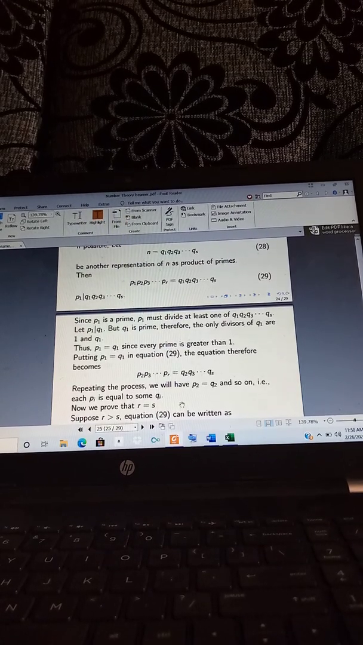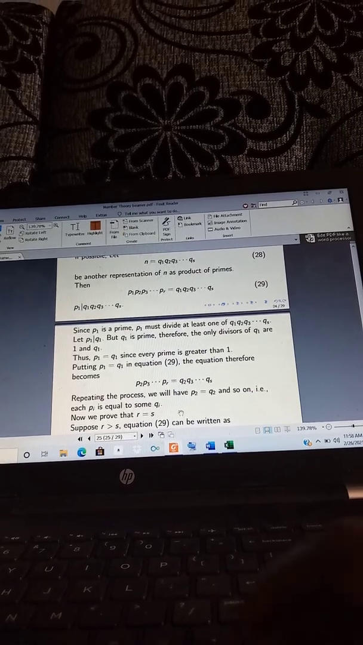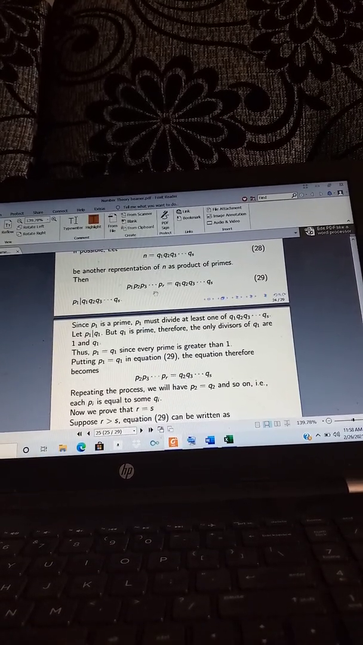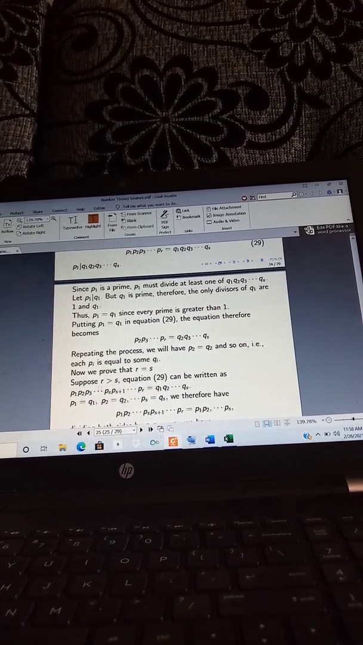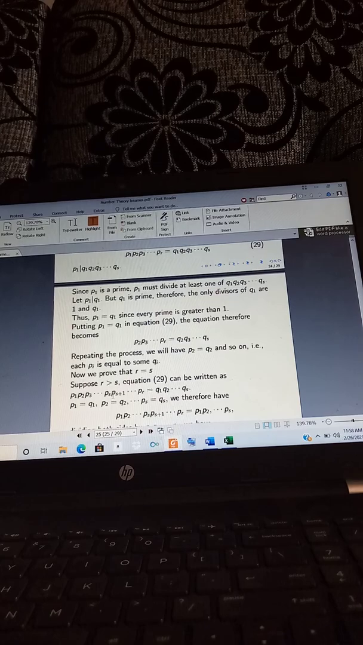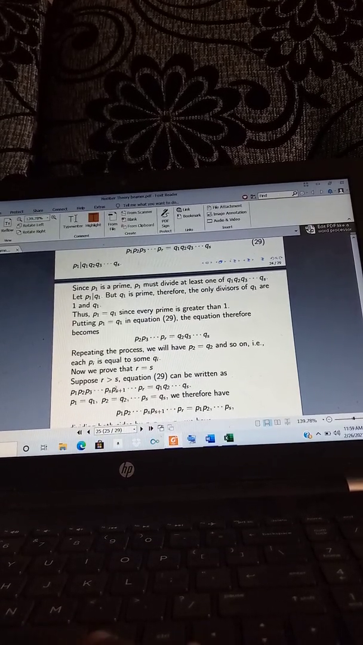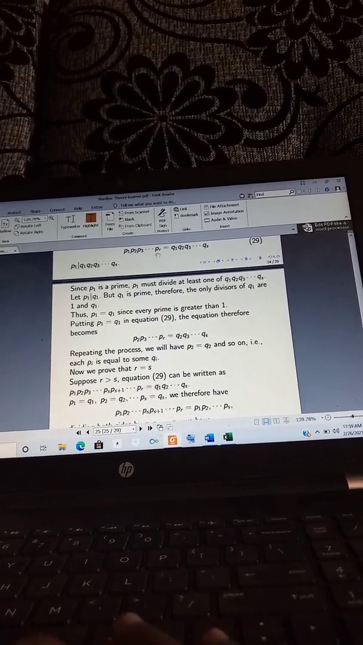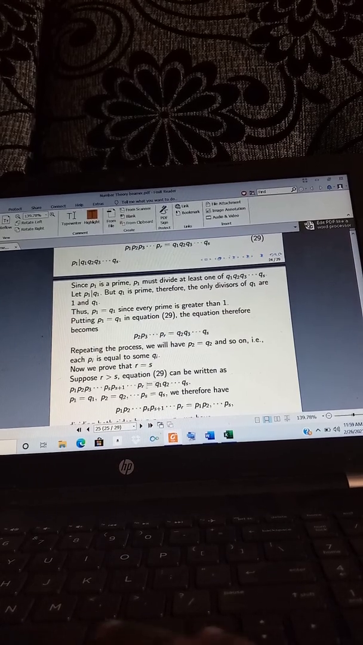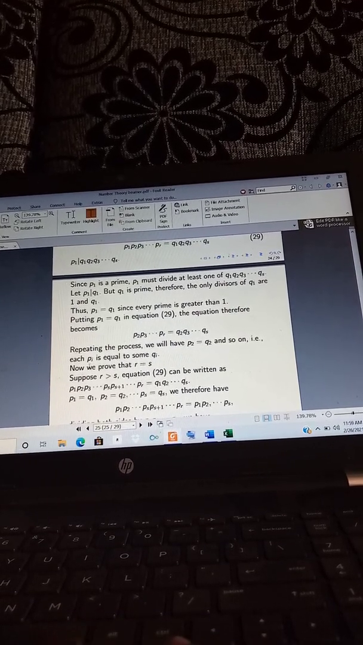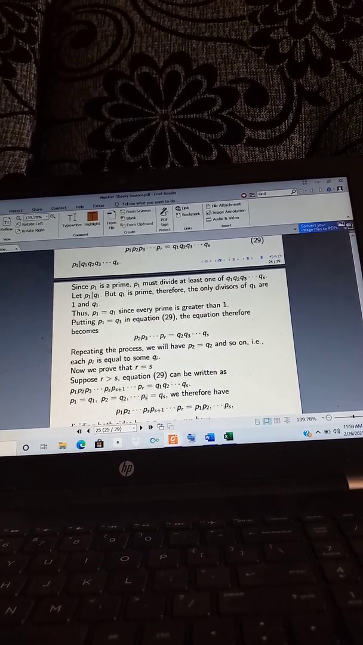So suppose r is not equal to s, that is, for example, r is greater than s. We can also look at the case where r is less than s. So suppose r is greater than s. Now this equation 29 we have here will become p1 times p2 times p3 times up to ps, and from p(s+1) up to pr, because r is greater than s. But don't forget that we have each pi equal to some qi. So p1 is equal to q1, p2 is equal to q2, and up to ps is equal to qs.